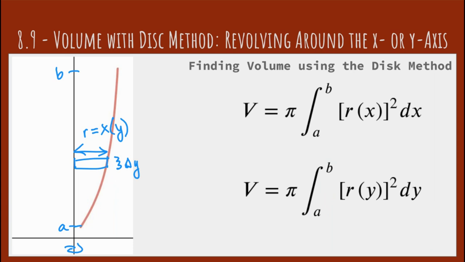So big idea: to find the volume of a solid of revolution, we're going to have cross sections that are circles. So we find areas of those circles, and that gives us our volume when we integrate that.